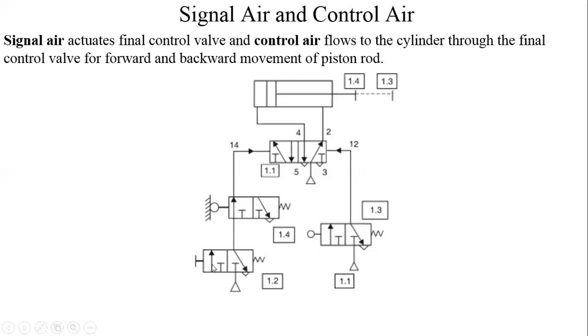What is the difference between push button valves and roller lever valves? The difference is that roller lever valves are placed along the path of movement of the piston and piston rod, and this roller lever valve will be actuated once the cylinder, piston and piston rod come to a specific position. For example, this is the starting position, this is the end position. So when it comes to this position, this roller lever valve will be actuated. When the cylinder, piston and piston rod come to this position, then this particular valve will be actuated. So what are roller lever valves doing here?